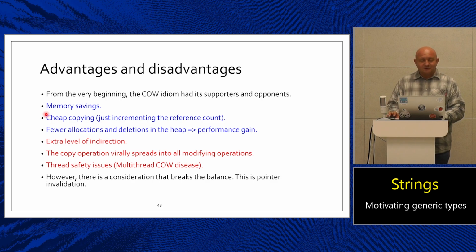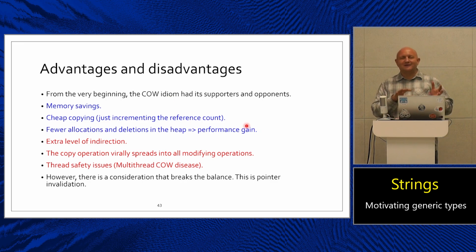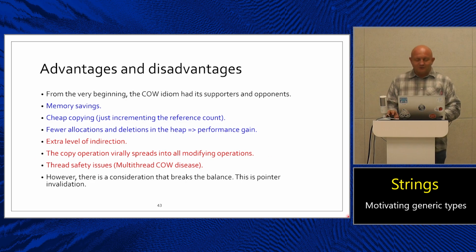Advantages: memory savings, cheap copying, fewer allocations and deletions in the heap. This is a performance gain because allocations and deletions are expensive. Disadvantages: extra level of indirection. The copy operation virally spreads into all modifying operations. And this one, multi-thread COW disease.